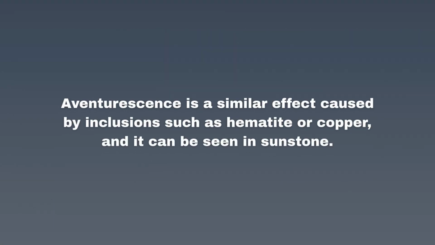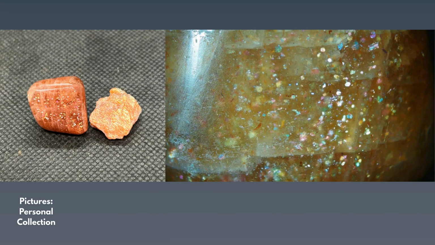Aventurescence is a similar effect caused by inclusions such as hematite or copper, and it can be seen in sunstone. So here's some sunstone, and this one really looks like glitter. The only thing cooler than this, in my opinion, is iolite sunstone, which is iolite that has little hematite bits in it as well, so it looks like sunstone, but it seriously just looks like glitter, and it's awesome.